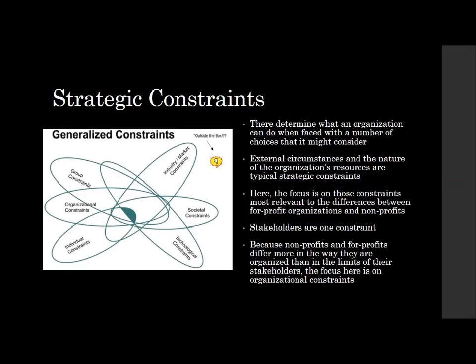Strategic constraints are the second of the three-part model from the text. They determine what an organization can do when faced with a number of choices that it might consider. External circumstances and the nature of the organization's resources are typical strategic constraints. Here, we focus on those constraints most relevant to the differences between for-profit organizations and nonprofit organizations. Stakeholders, including among for-profit companies, stockholders, are one such constraint. Because nonprofits and for-profits differ more in the way they are organized than in the limits of their stakeholders, we focus on organizational constraints.